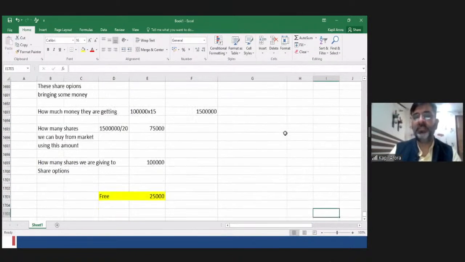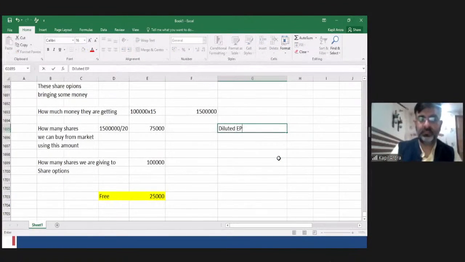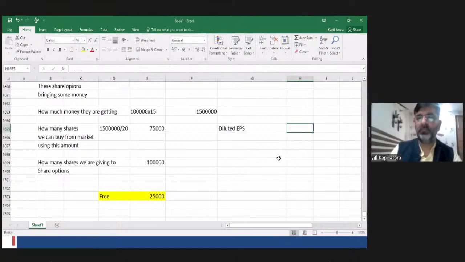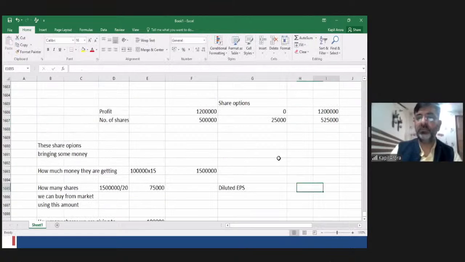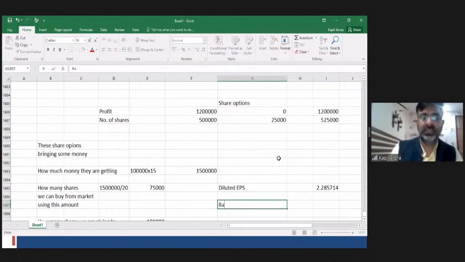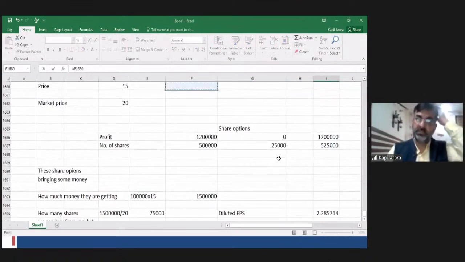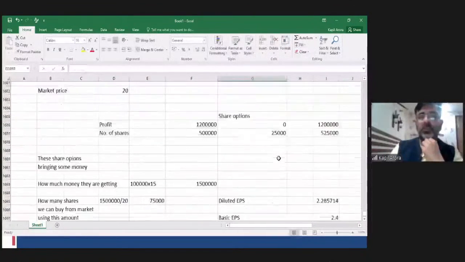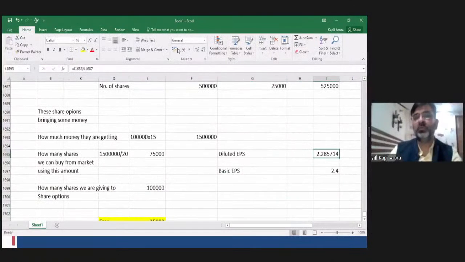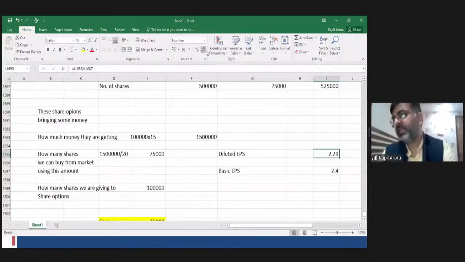What would be my diluted EPS? My diluted EPS would be 12 lakh divided by 5,25,000. What was my basic EPS? My basic EPS was 2.4. So this is 2.29. So in this case, we can say my EPS has come down.